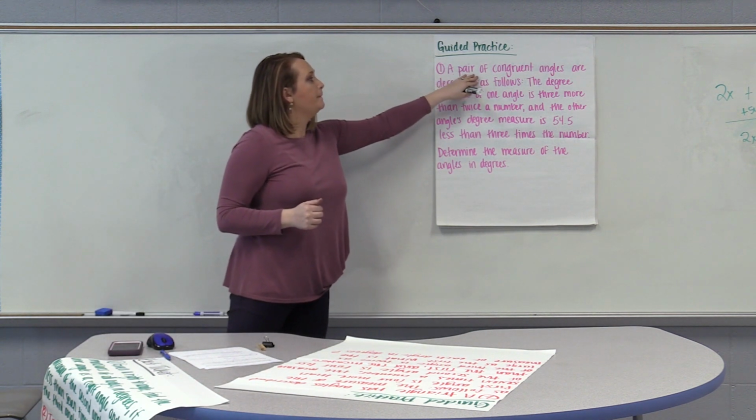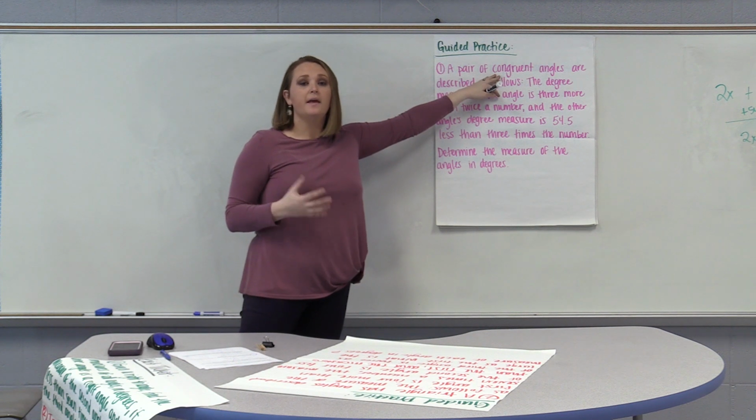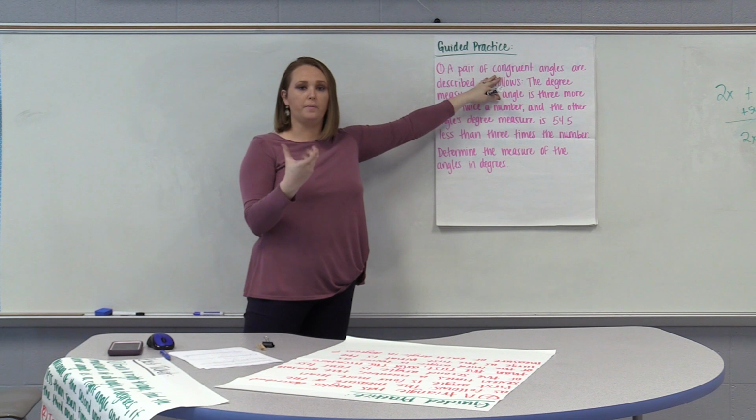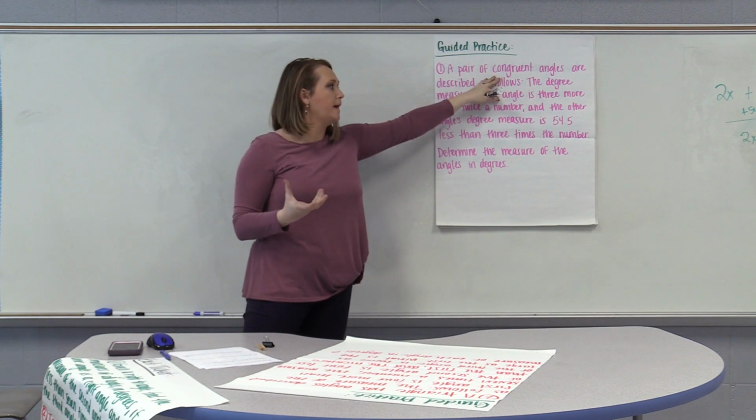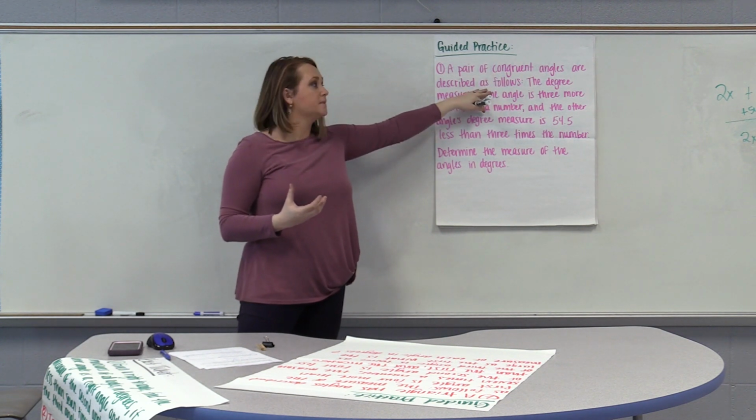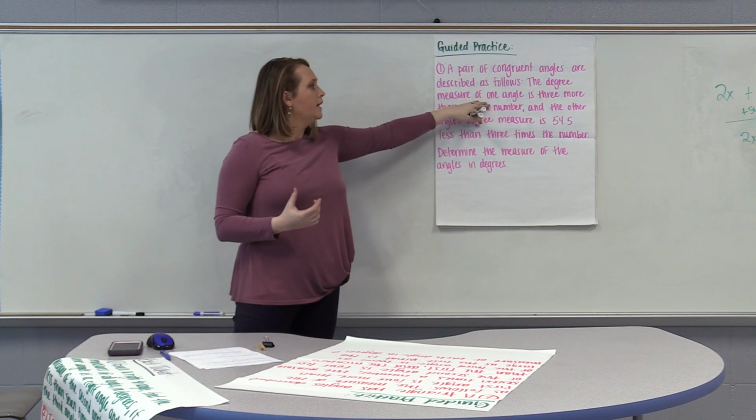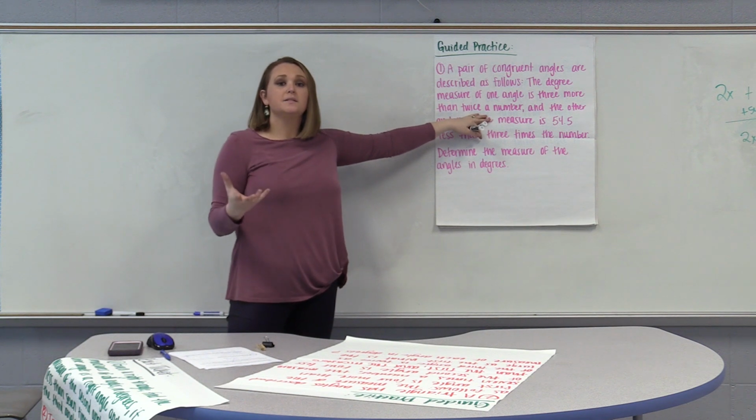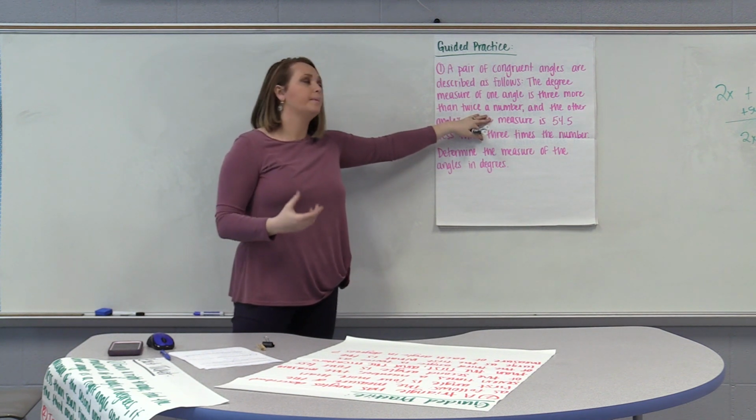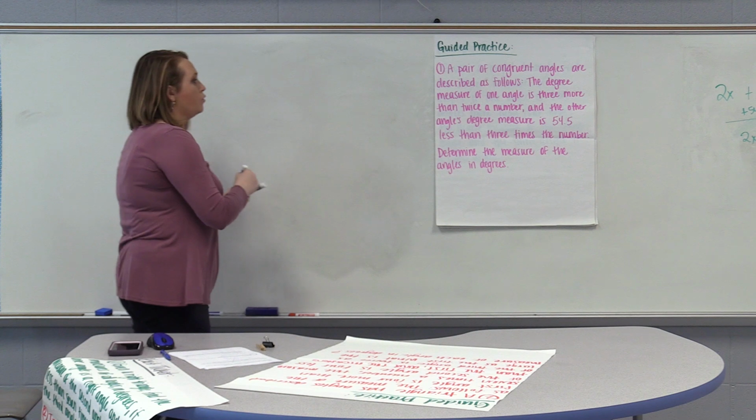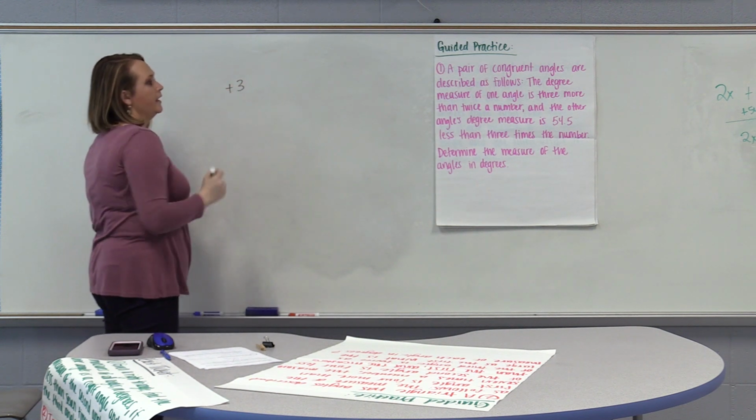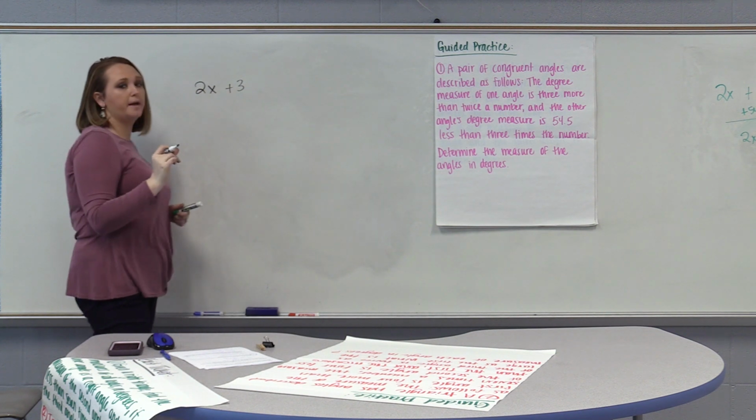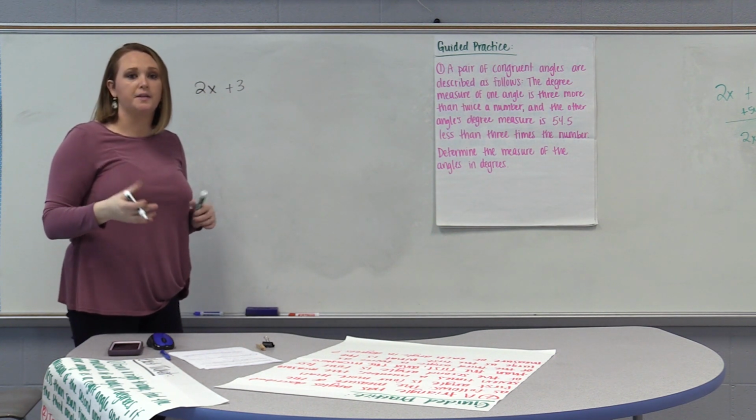First, we have to note that a pair of congruent angles tells me that both of these angles must be set equal to one another because they have the same angle measure. And they're described as follows. The first angle is 3 more than twice a number. Well, let's define our variable. If we let x represent a number, then 3 more than twice a number, this expression 2x plus 3, would represent our first angle.